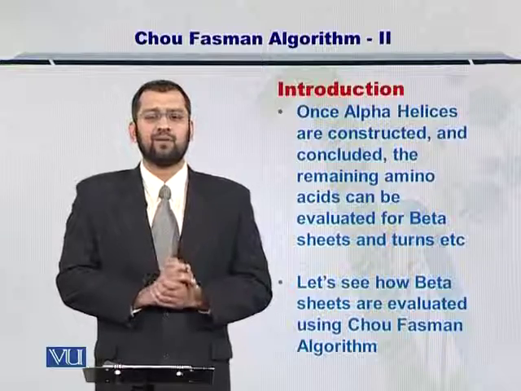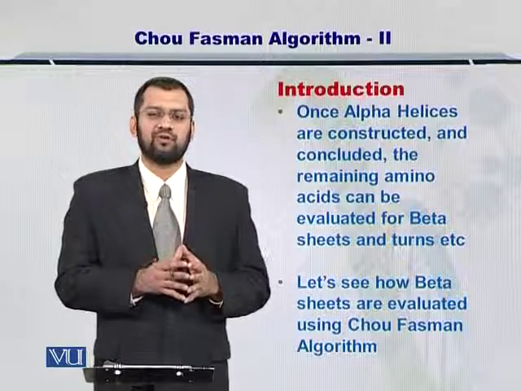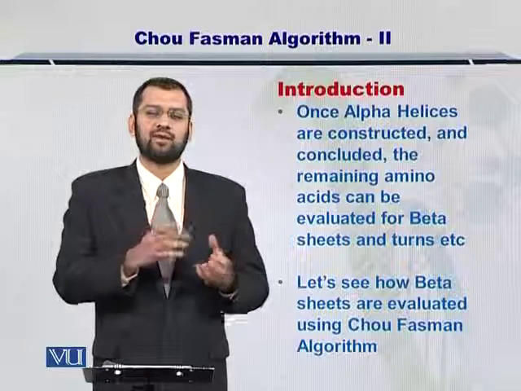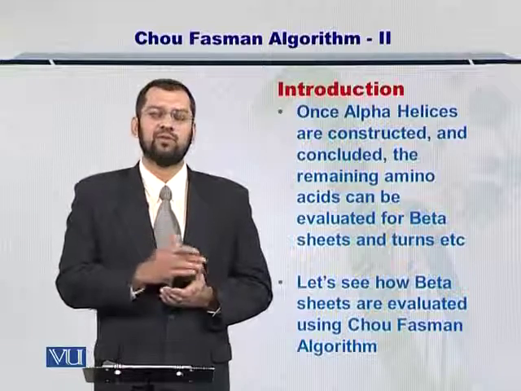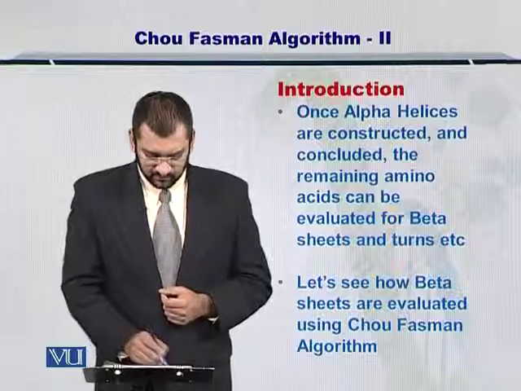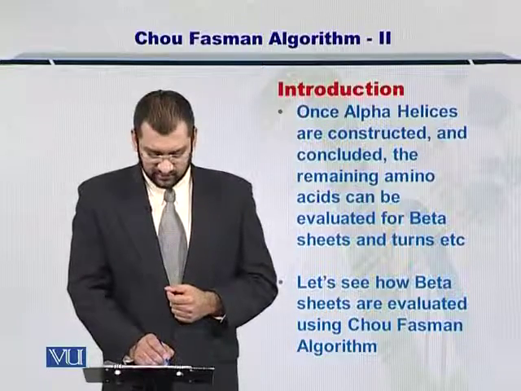So the first step, as I just mentioned, is that you finalize which alpha helices are there in the sequence, and then for the remaining portions of the sequence, you can evaluate them towards formation of beta sheets. So let's see how to start with beta sheet formation in the Chow-Fasman algorithm.